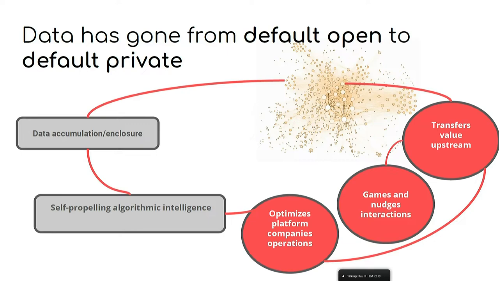So I just wanted to provoke you a little bit. This is not intended to be a diss against open data. So just keeping that in mind, what I'm trying to suggest when we move towards the idea of ownership of data is that what we understand to be default open has become default privatized. And I'll get into why that is.